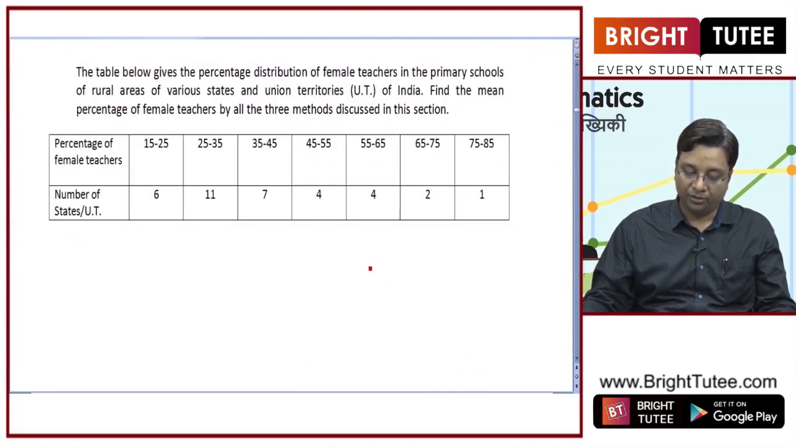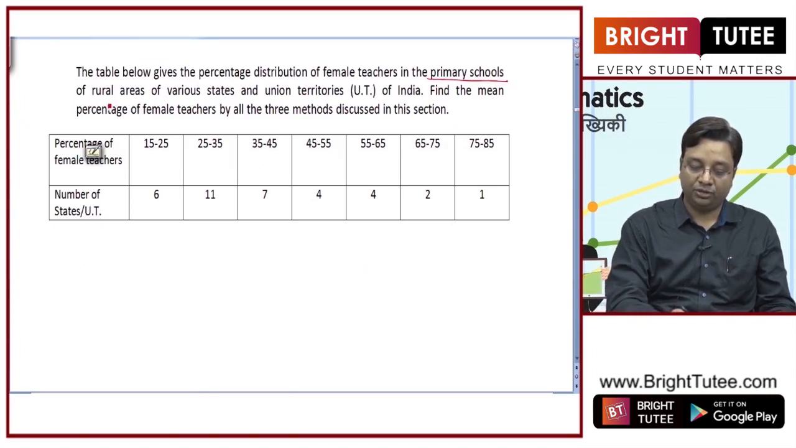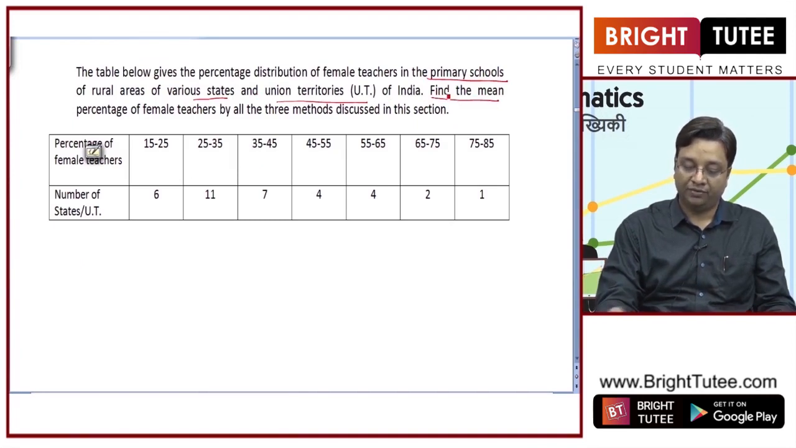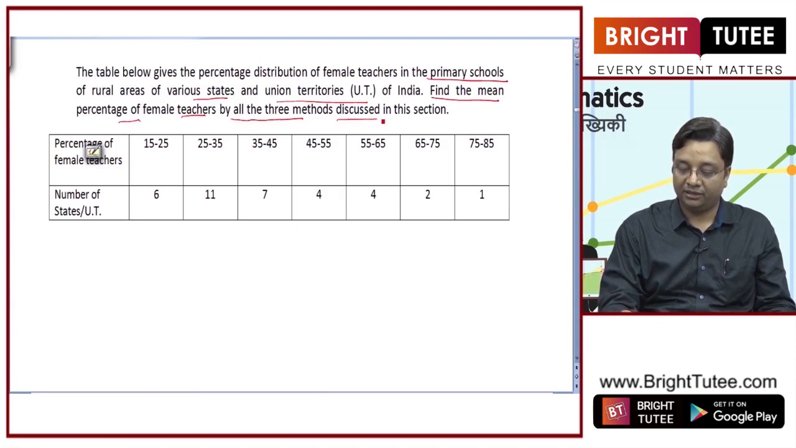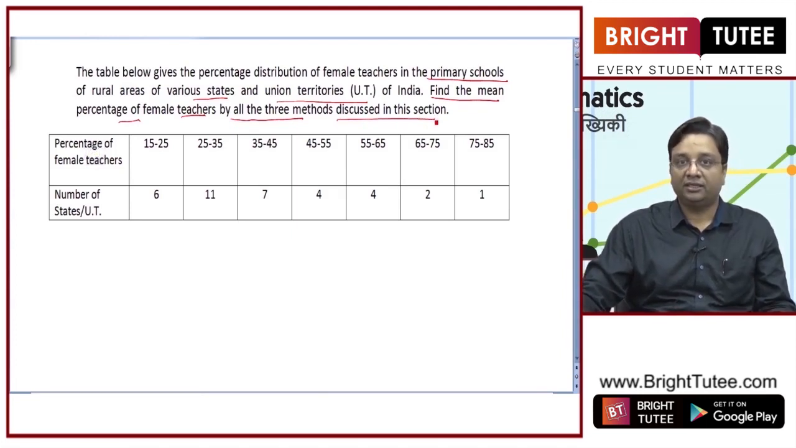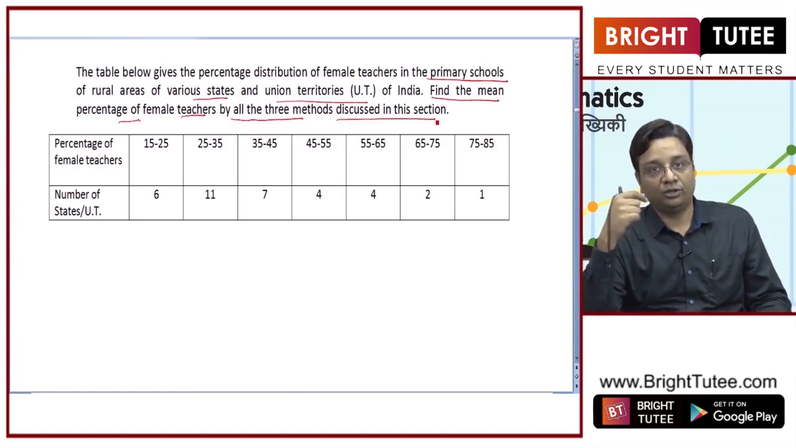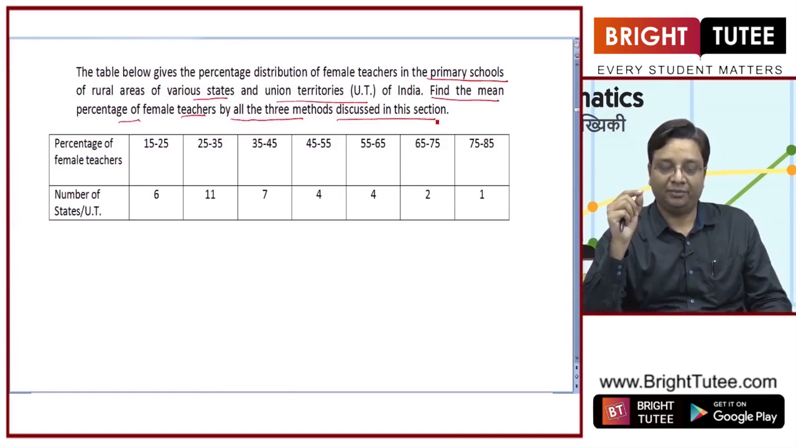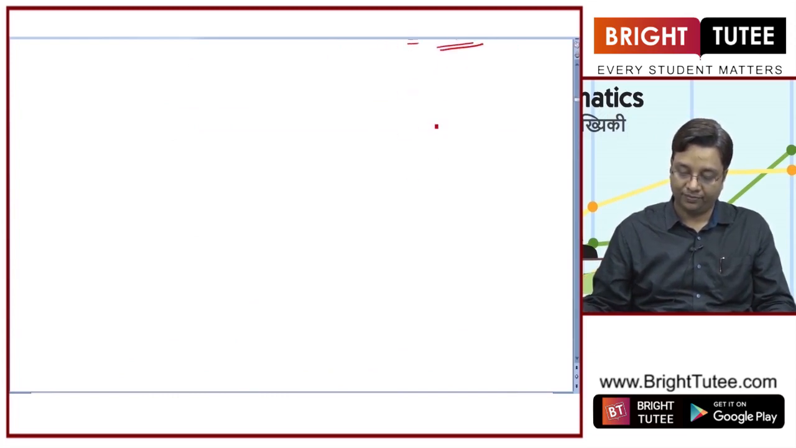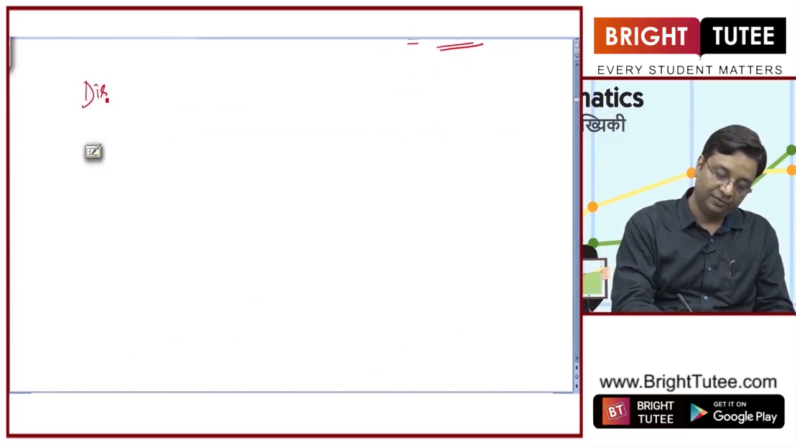Now this table below gives the percentage distribution of female teachers in the primary schools of rural areas of various states and union territories. Find the mean percentage of female teachers by all the 3 methods discussed in this section. So what are the three methods? The first method that I will talk about here is the direct method. What is the direct method that I have just used?